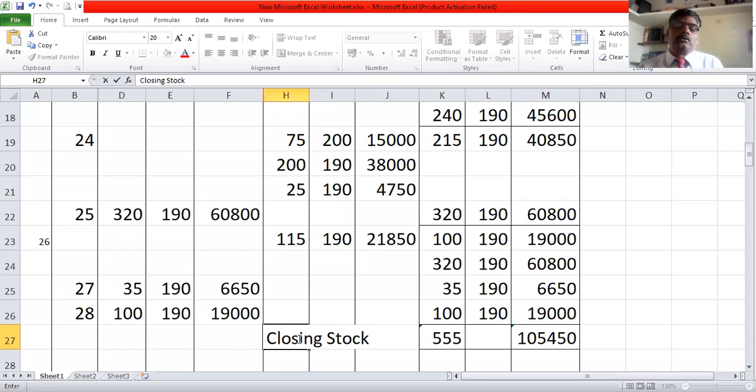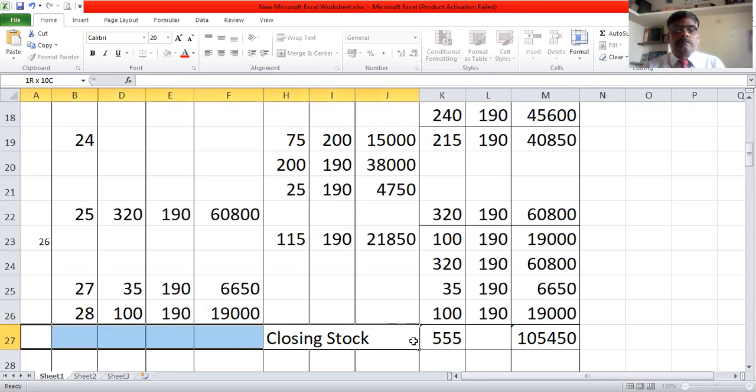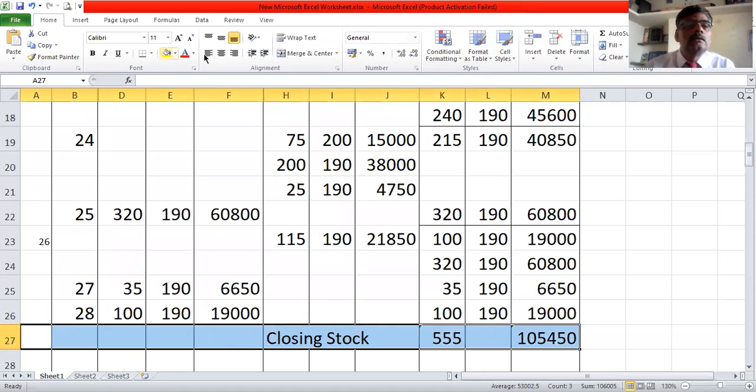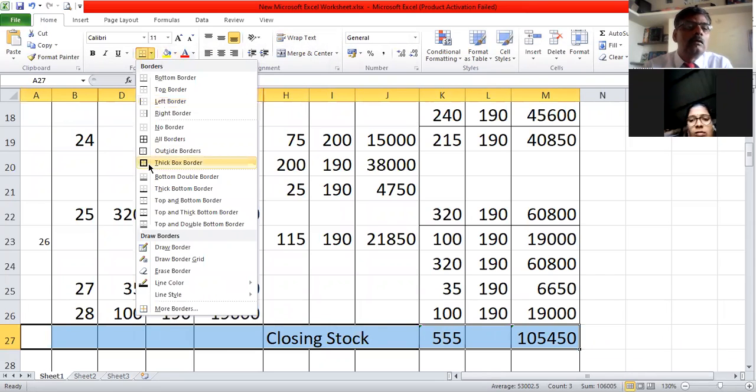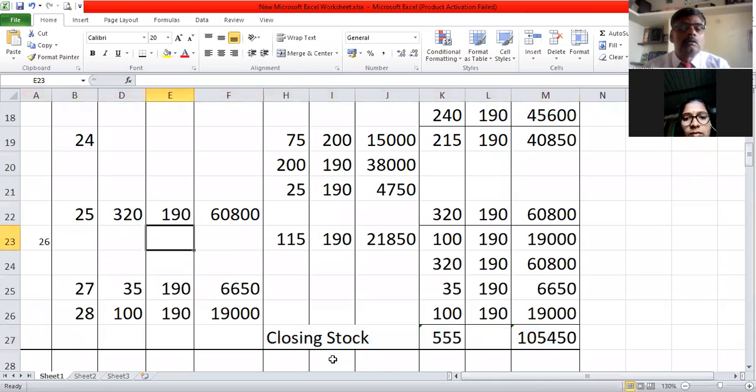Like this, you write the closing stock. Okay. And you may put double underline for this. And you close the chart here. In this way, you close the account and write the balance.